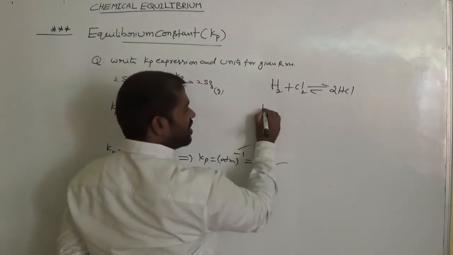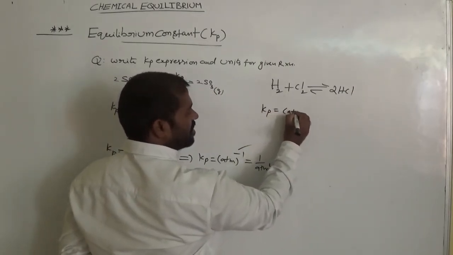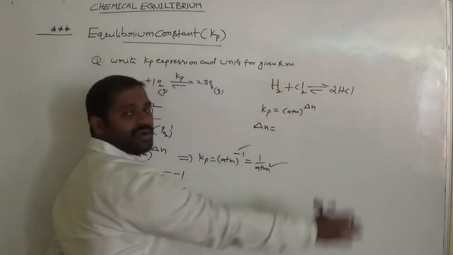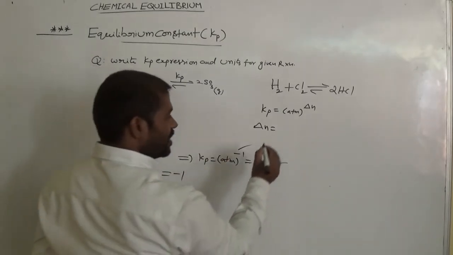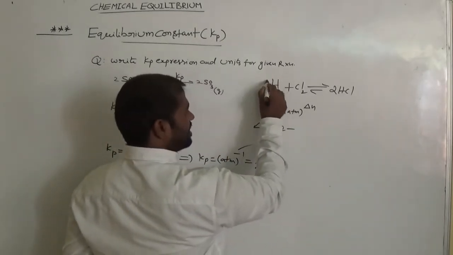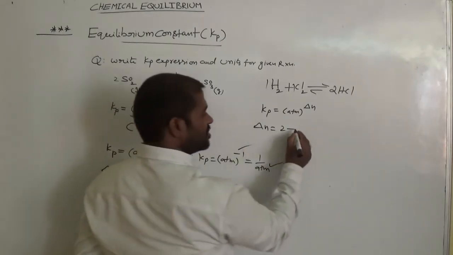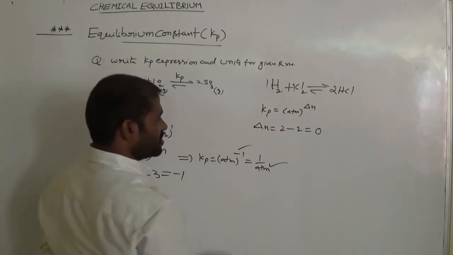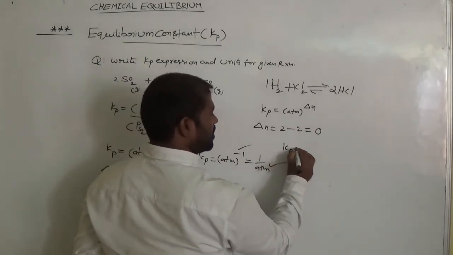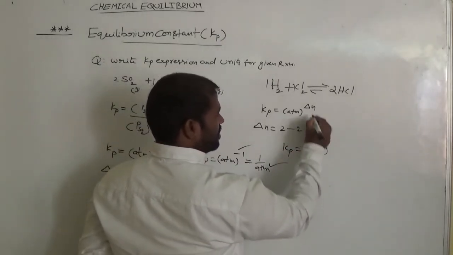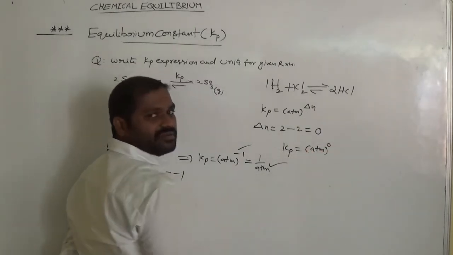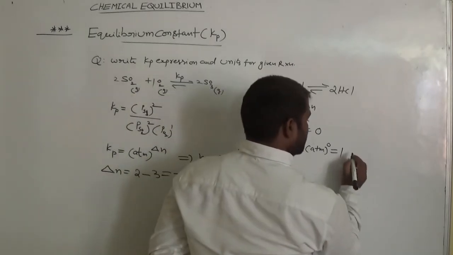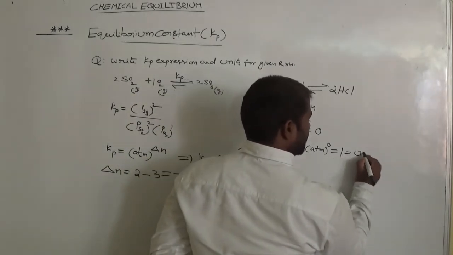What are the units? Kp is equal to atmosphere to the power delta n, where delta n is the number of moles of gaseous products minus the number of moles of gaseous reactants, where 1 plus 1 minus 2 equals 0. Delta n is equal to 0. So now what is the unit? Kp is equal to atmosphere to the power 0, and anything to the power 0 becomes 1.